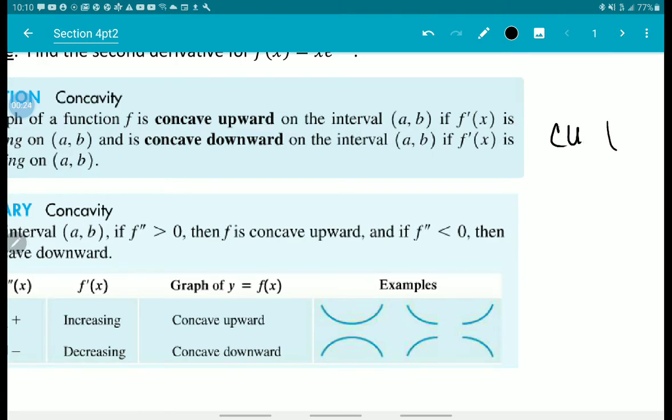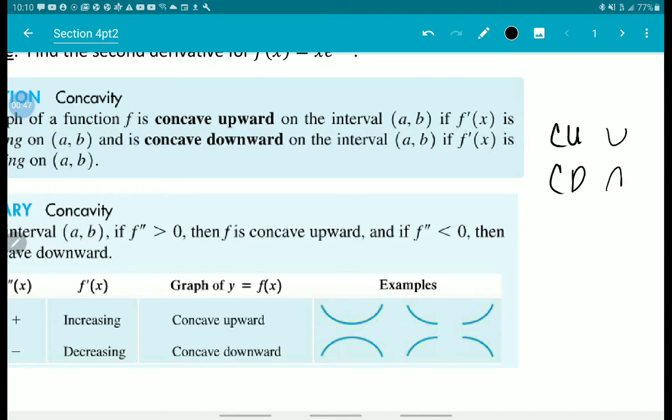Concave up, think about it kind of like a bowl. If we were to pour water into this bowl, or this shape, then it would hold water. Concave up is always going to hold water. Concave down is going to be shaped differently, where it's not going to hold water. If we were to pour water on this, notice it would just kind of run off.